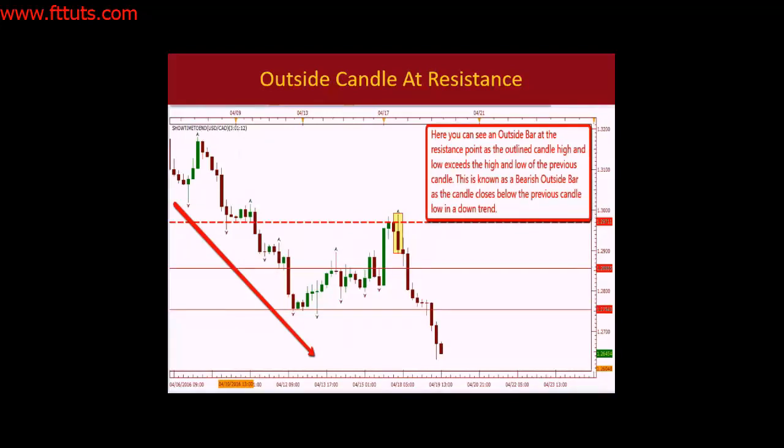Outside candle at resistance. Here, you can see an outside bar at the resistance point as the outlined candle high and low exceeds the high and low of the previous candle. This is known as a bearish outside bar, as the candle closes below the previous candle low in a downtrend.